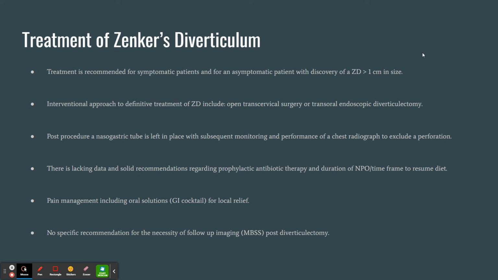Pain management, of course, is one of the most common things that we'll have to address during their inpatient stay, as the complaint of post-procedural discomfort is probably the most common thing that we hear reported. Patients are often given a GI cocktail to provide some local relief to the area of the esophagus. There is no specific recommendation for the necessity of any follow-up imaging, like an additional barium swallow study post-diverticulectomy, to confirm the success.